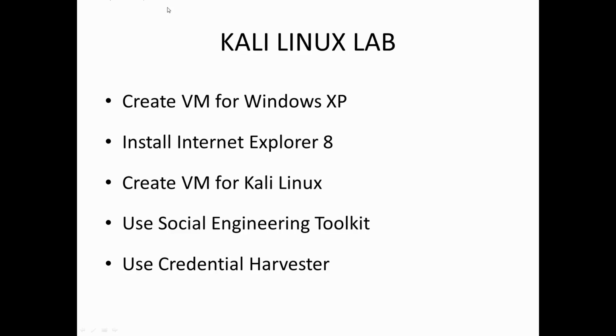Okay, in this video, we're going to create a virtual machine for Windows XP. Then on that virtual machine, we're going to install Windows Explorer 8. Then we're going to create another virtual machine for Kali Linux. And then in Kali Linux, we're going to use the social engineering toolkit, and we're also going to use the credential harvester. Okay, so let's get started.